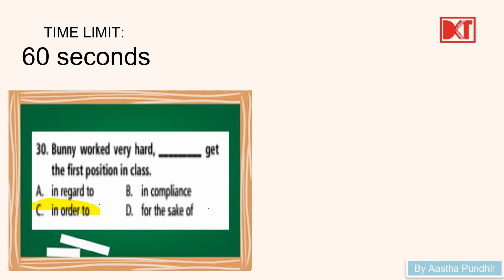In order to can be said to be used in situations where we are providing a certain purpose. This person worked very hard in the background to get what? The first position. The purpose was getting the first position in the class. Alright. Then the other ones: in regard to can be about, in detail, to something. Then in compliance, fulfilling certain conditions, or for the sake of. Again, this can be used for fulfilling certain condition, or we can say for the sake of fulfilling certain purpose. Right.